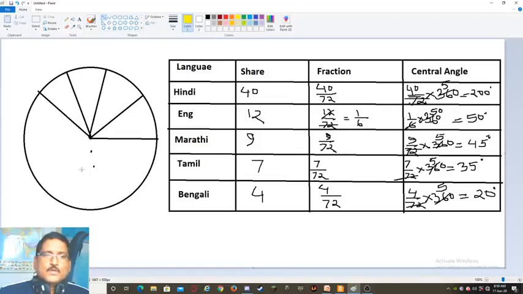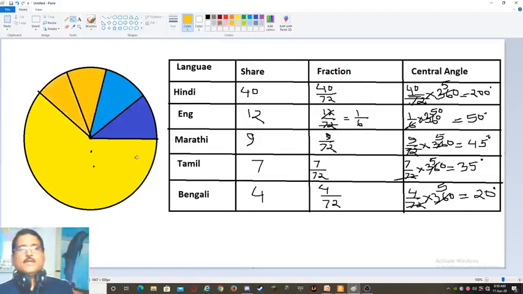Use your color for 200. Clear, and then you mark and define. So more or less these are the same colors coming. Okay.